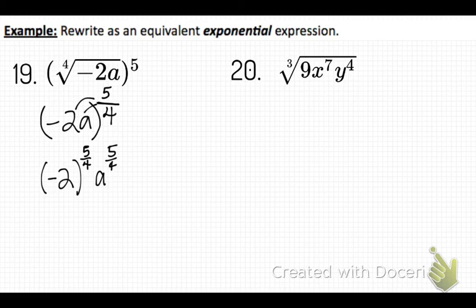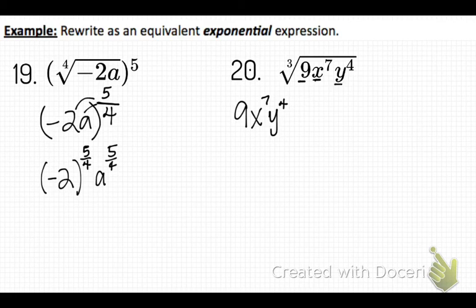And then finally, there's number 20. There's 2 different ways to do number 20. Some of you will like the first way. Some of you will like the second way. But I will show you both, okay? The first way is what we've been doing. So what's inside? How do I find what's inside? What's my base? 9x to the 7th, y to the 4th.